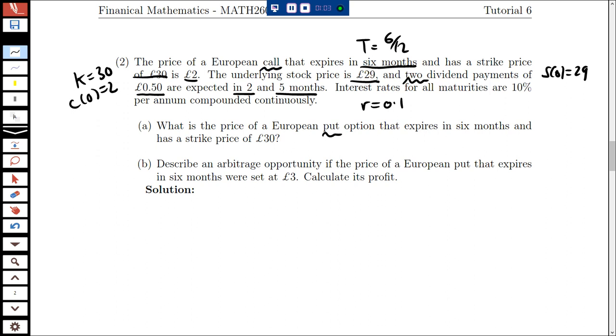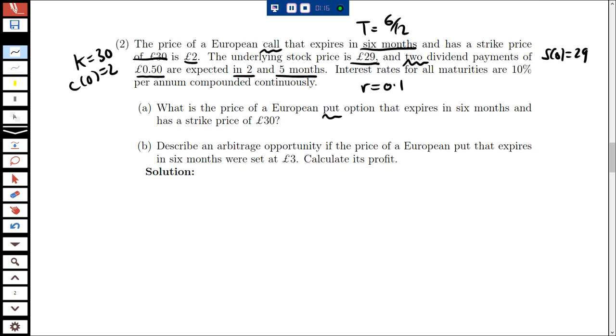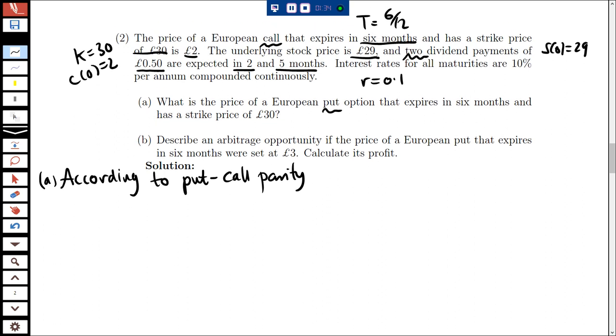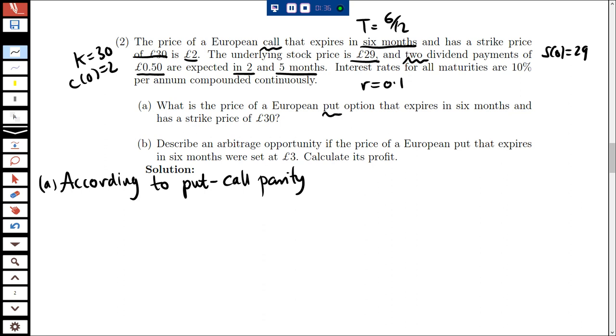So we're given the call. We need the put that expires in 6 months and has a strike price of 30. So the put option, the details match the call option, which suggests to us we should be using the put call parity. So according to the put call parity, well, we need to be a little careful here. We've got the usual setup for the portfolio, a put, a share, and short on a call.